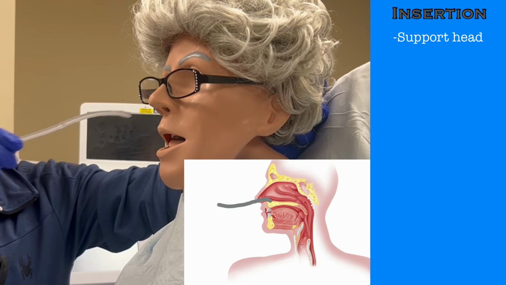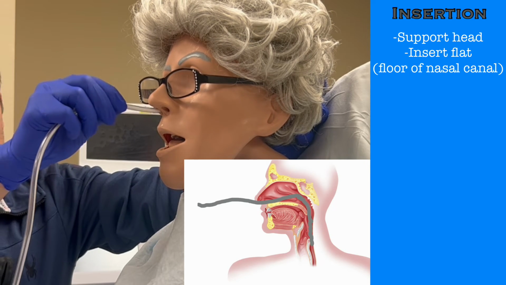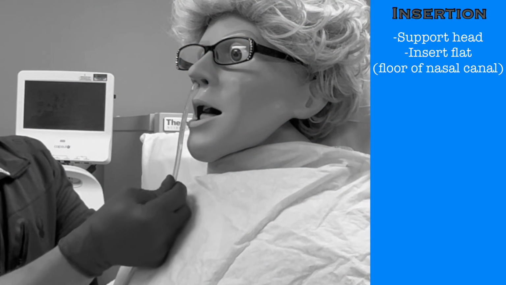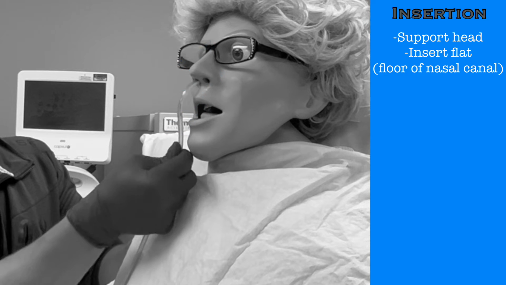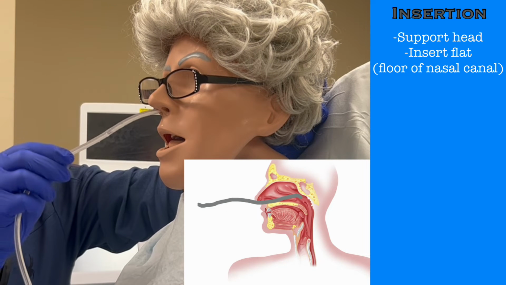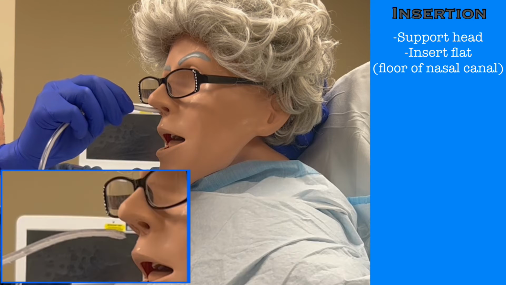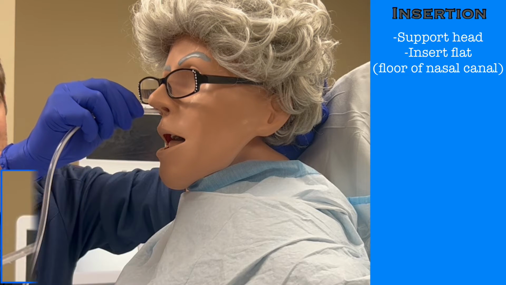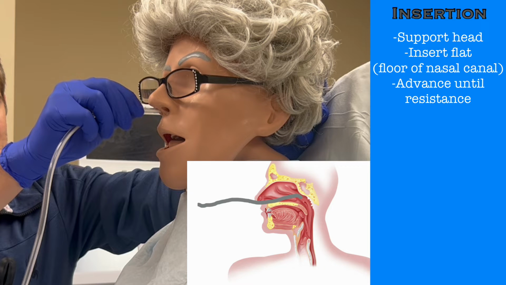When you begin the insertion, insert along the floor of the nasal canal. Many times I have seen people want to insert with an angle going up the nose, but this angle will not allow the tube to reach the nasopharynx, and you will meet resistance very early. Keep the tube flat on the floor of the nasal canal. If your tube has a noticeable curve from when you curled it around your hand, the curve should be pointed down. Insert until you reach the back of the nasal canal.